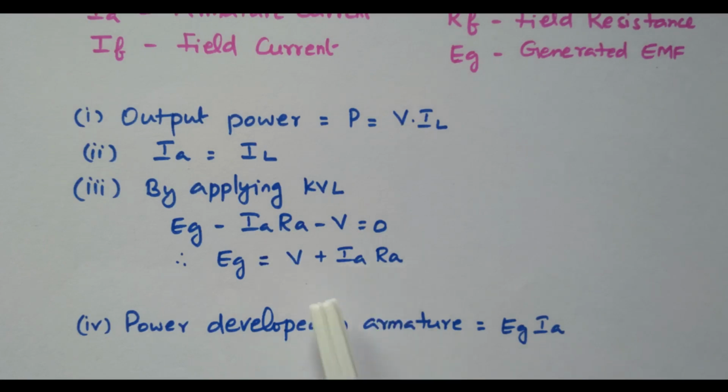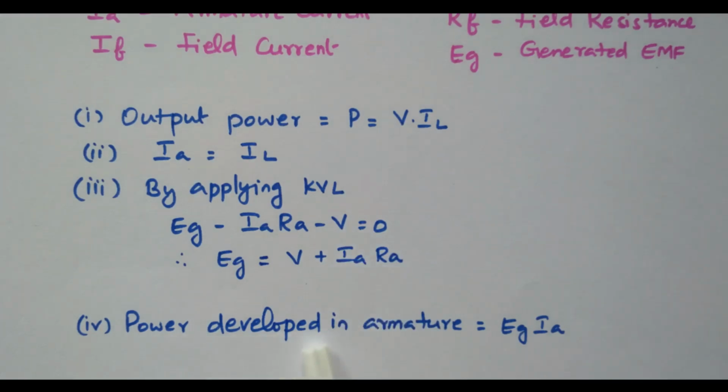IA into RA, right? So the generated EMF is the sum of the voltage dropped across IA RA and the remaining voltage available at the load terminal. So the sum of these two is the generated EMF, Eg equals V plus IA RA. There is a small drop in the armature circuit, that is called IA RA.